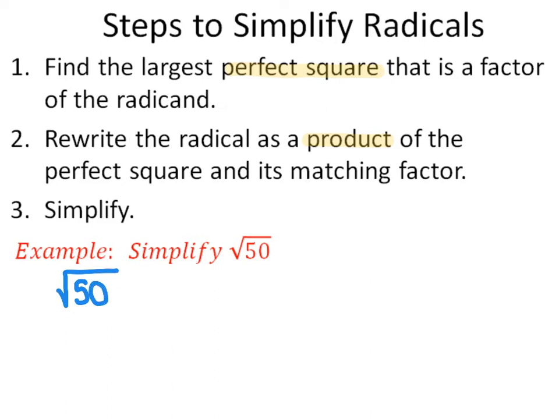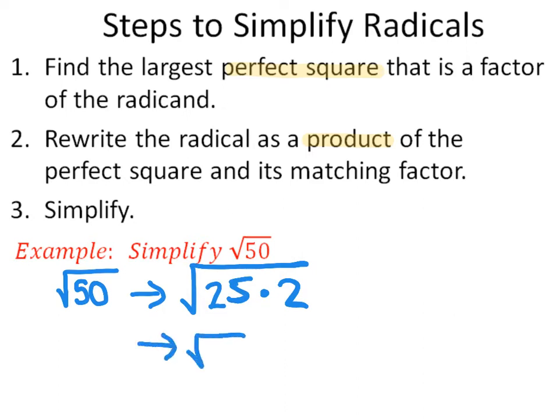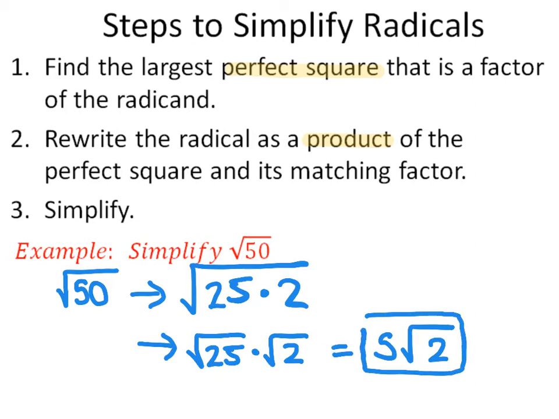Now, the largest perfect square that divides into 50 evenly is 25. So I can rewrite this as the square root of 25 times 2, and I can even split up the radical so it would become the square root of 25 times the square root of 2. If I simplify the square root of 25, it becomes 5 square root of 2. And that would be your final answer.